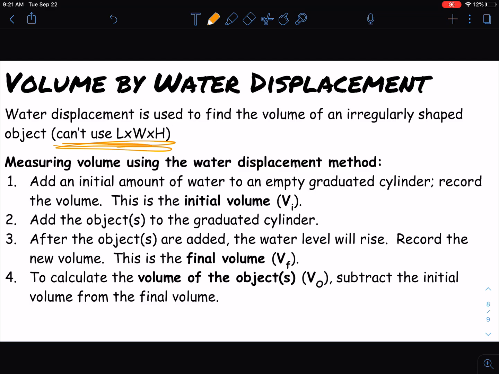And you use water displacement when you can't use length times width times height. So for example, maybe a penny. You want to find the volume of a penny. You want to find the volume of a rock. You can't really use length times width times height, so you've got to go with water displacement.